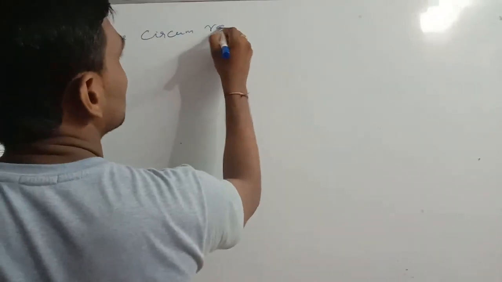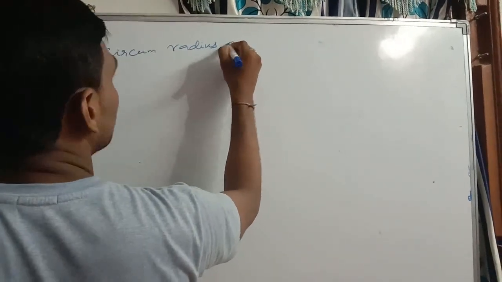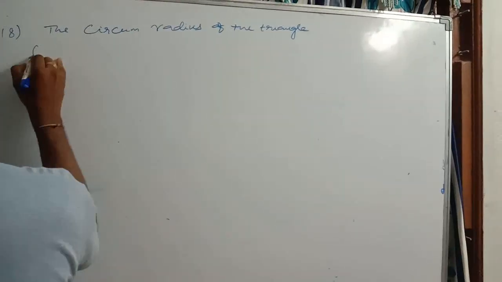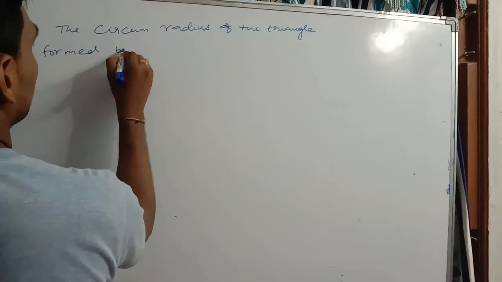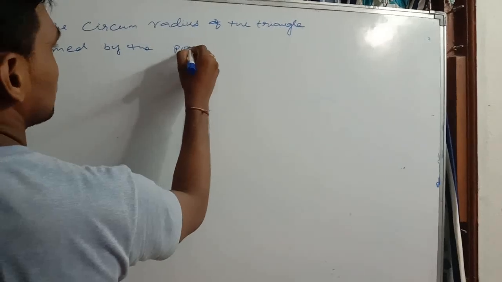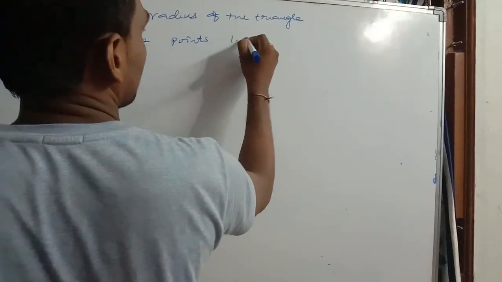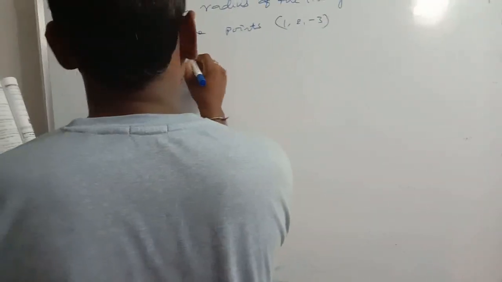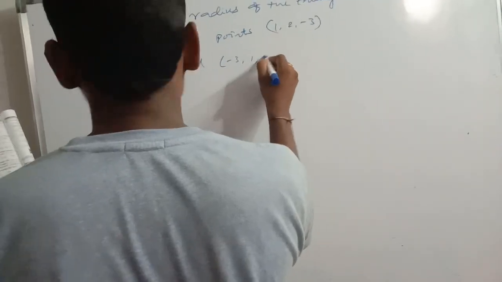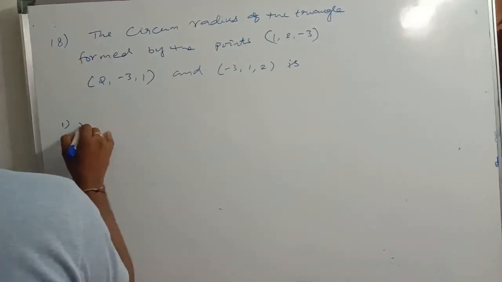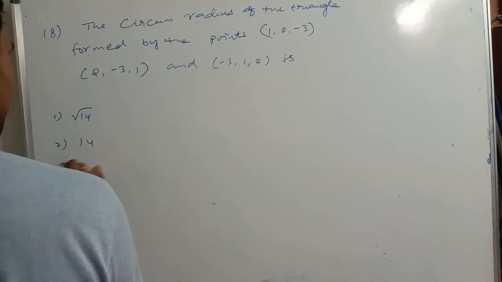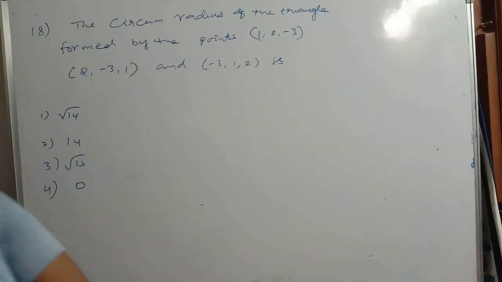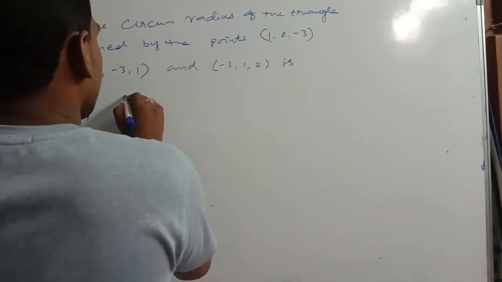The circumradius of the triangle formed by the points (1, 2, −3), (2, −3, 1) and (−3, 1, 2) is: first option root 14, second option 14, third option root 13, fourth option 0.